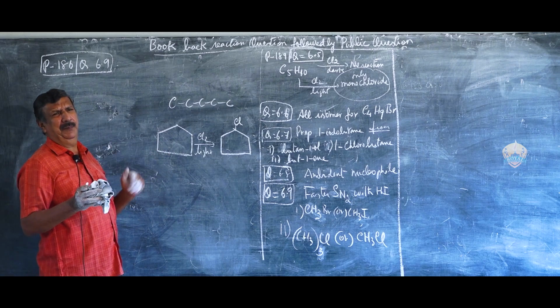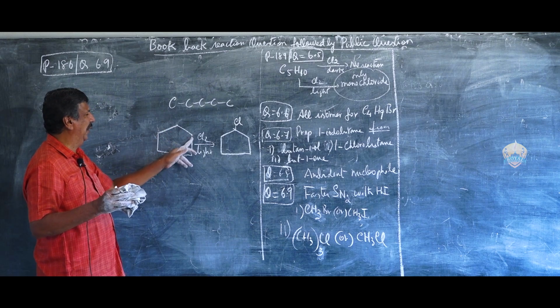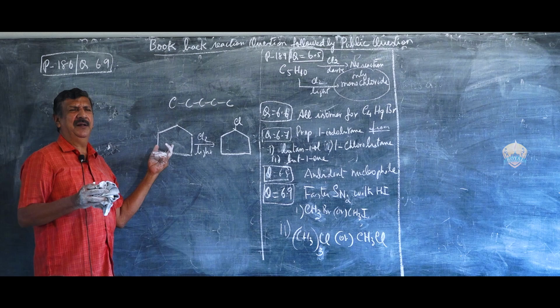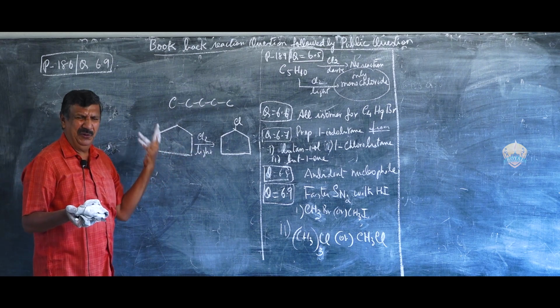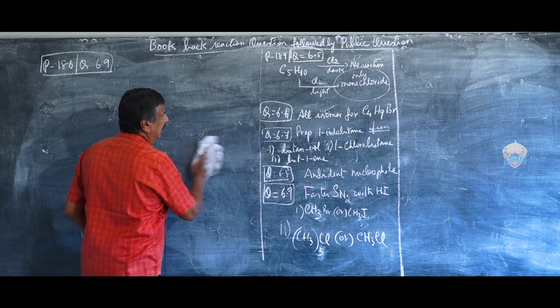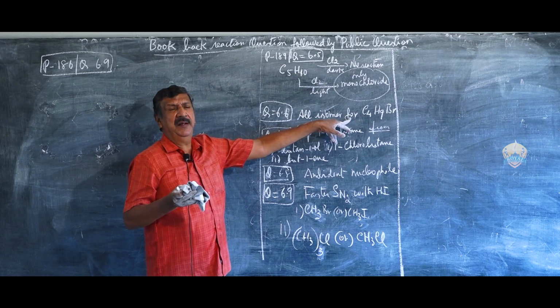What is the name of this compound? You count the carbon. Don't have any tension. Count the carbon: 1, 2, 3, 4, 5. Pentane. But it is cyclic, so cyclopentane. Then what is the name of this compound? Chlorocyclopentane.